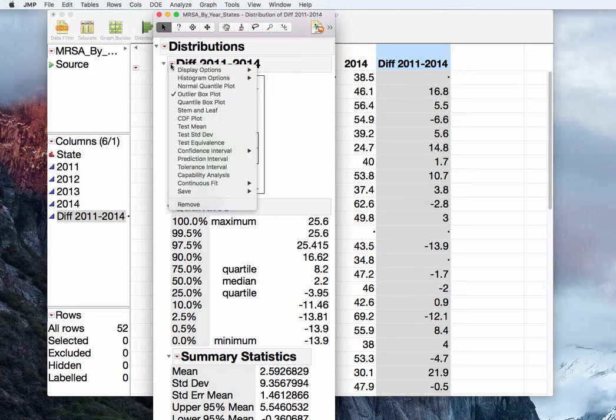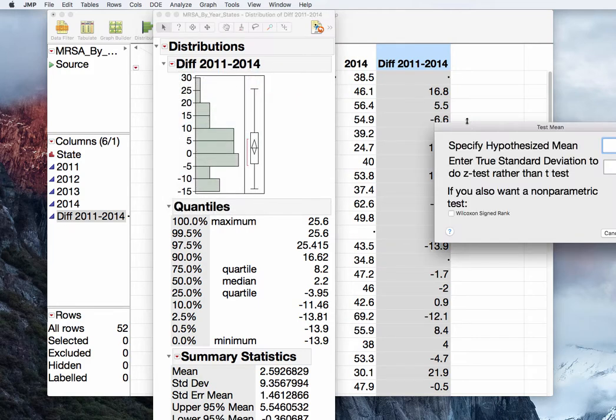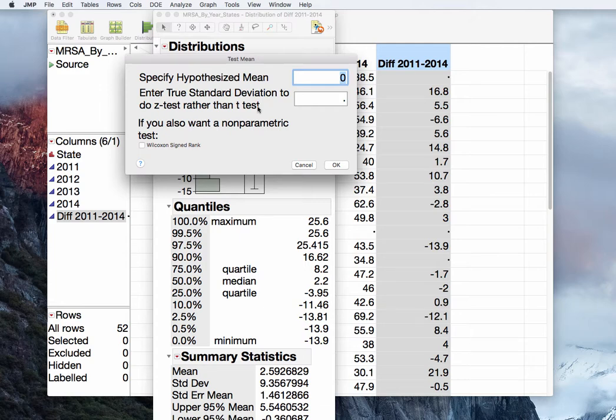So go to the red arrow, click on test mean. We don't need to do anything here because we're doing a t-test comparing to 0. So we don't need to enter a standard deviation. We don't know it. We're not doing a z-test. And we're also not doing a Wilcoxon signed rank test because we're okay with the normality assumption. So all we need to do here is press OK.